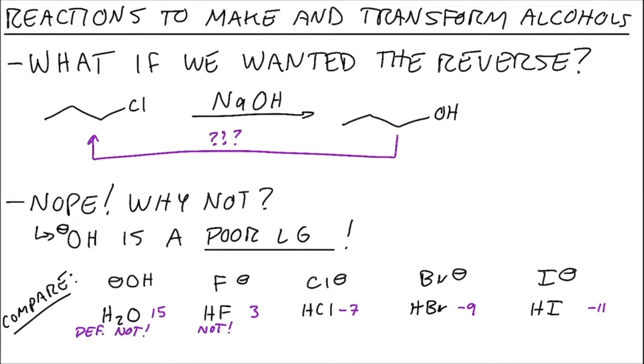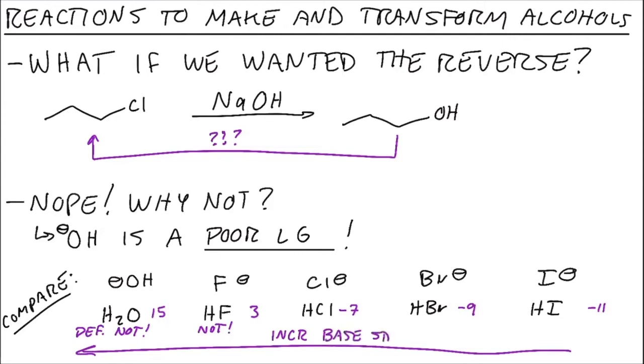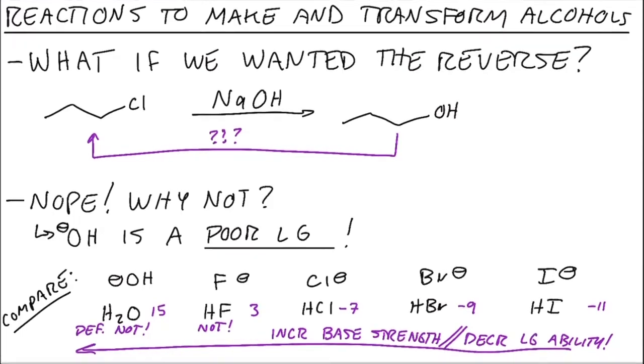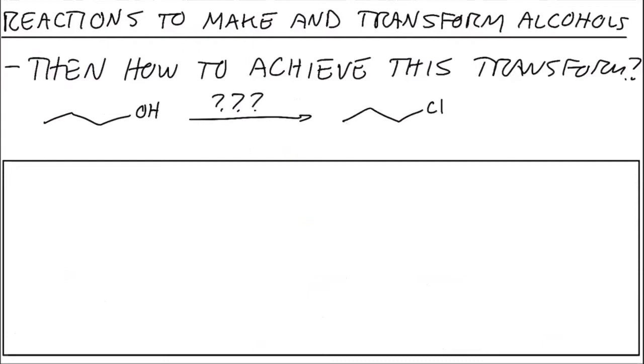So if we look at this scale as we go along here, if we draw an arrow in this direction, we know that we're increasing the strength of the conjugate base, which means we're decreasing its stability. So these are stronger bases going in this direction. But that means that we're decreasing leaving group ability. So I guess we can't really do this reaction backwards. Well, you can make this reaction happen, but it's not backwards. It's not the opposite of the SN2 reaction that we use to make the alcohol in the first place. We're going to have to do it by a different method.